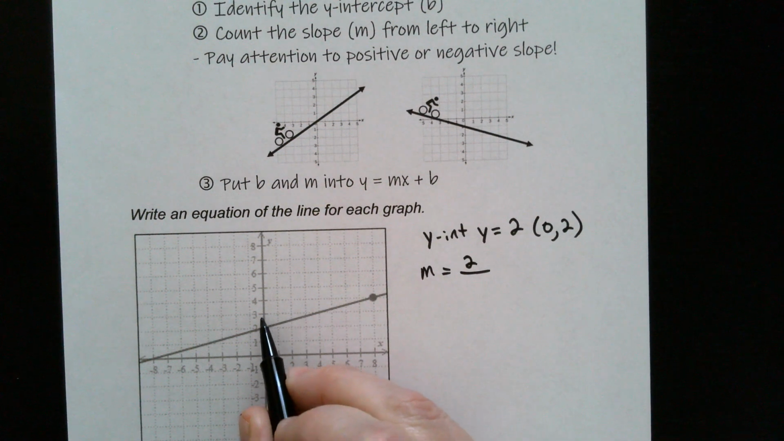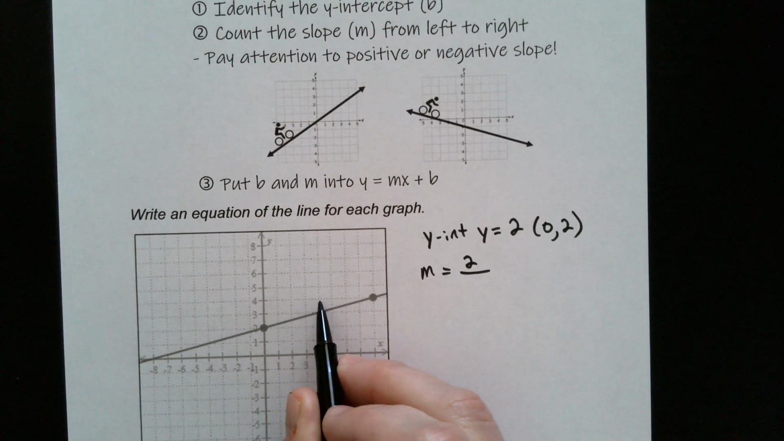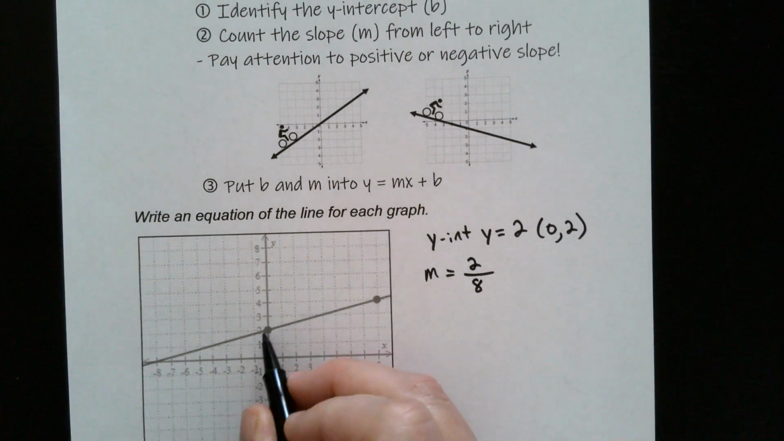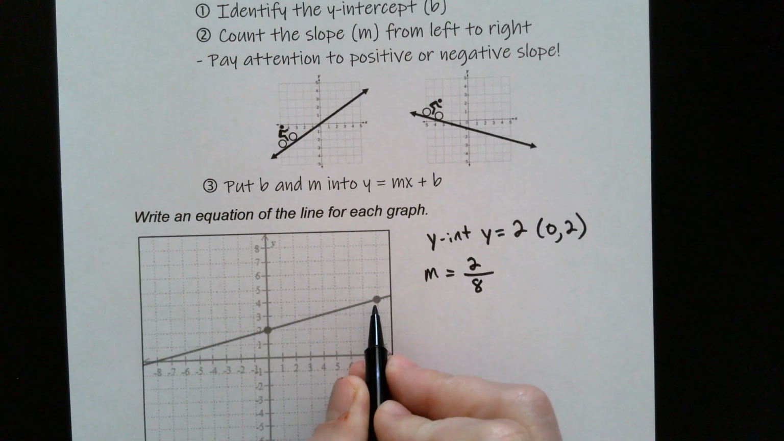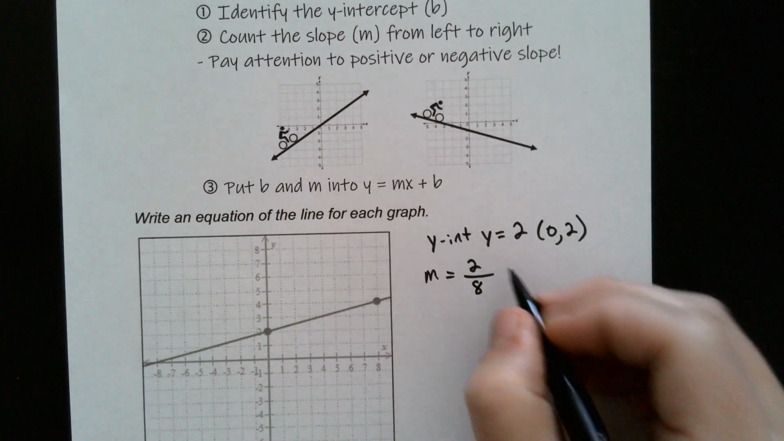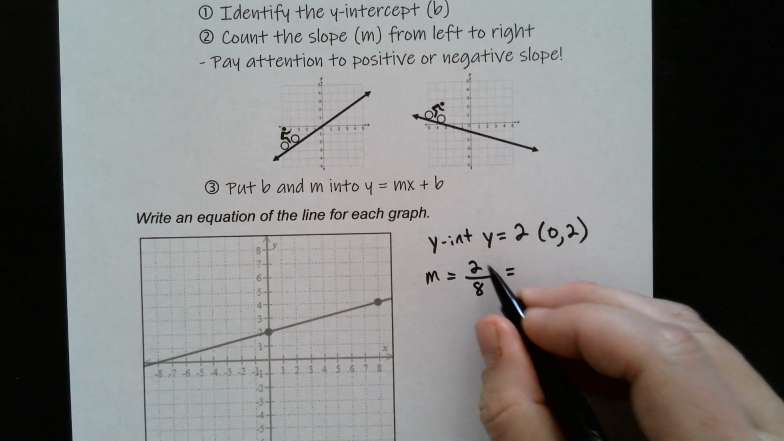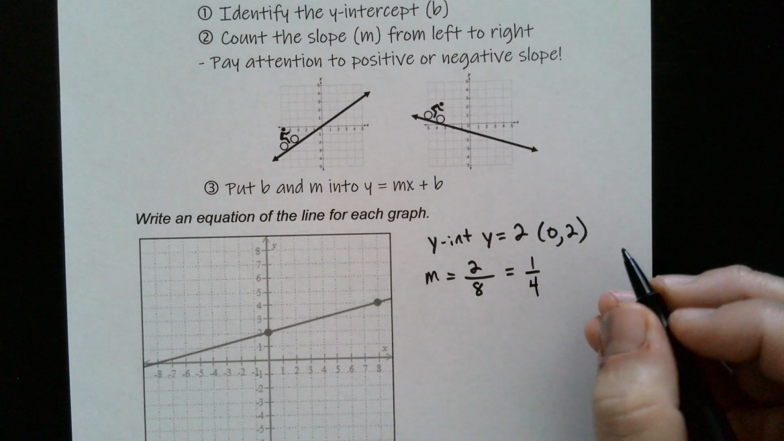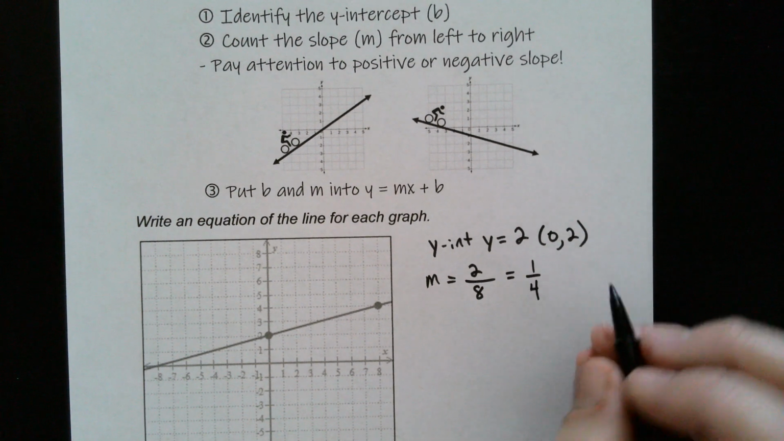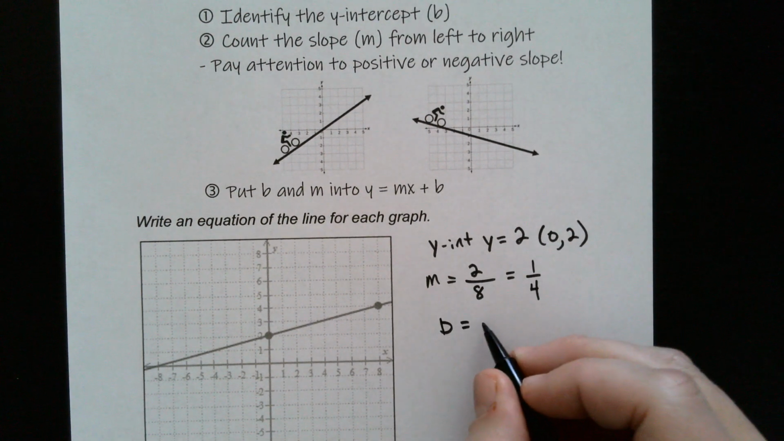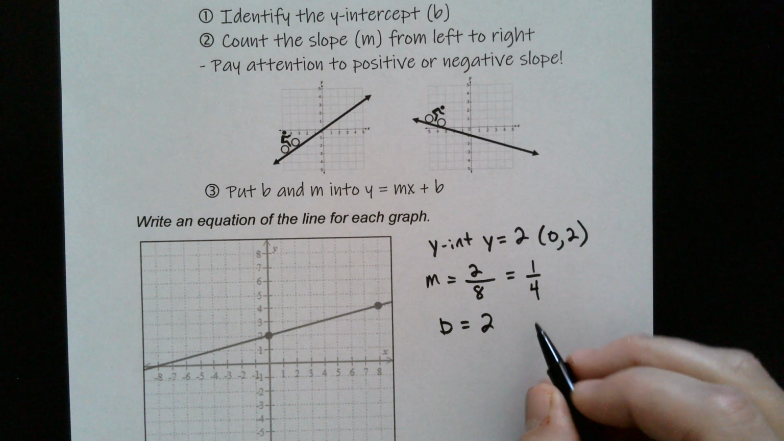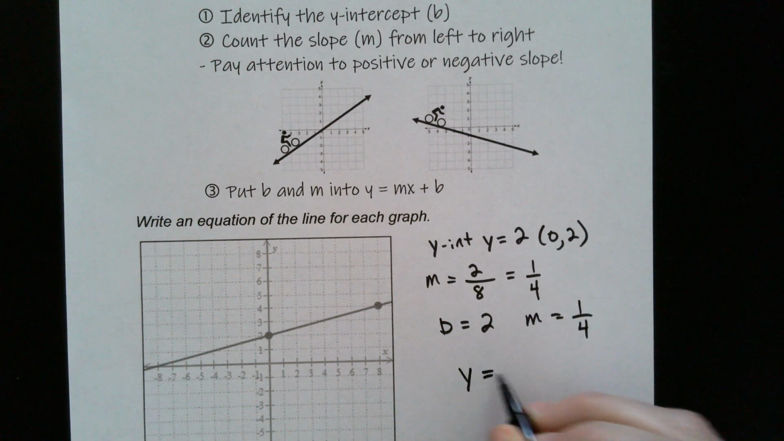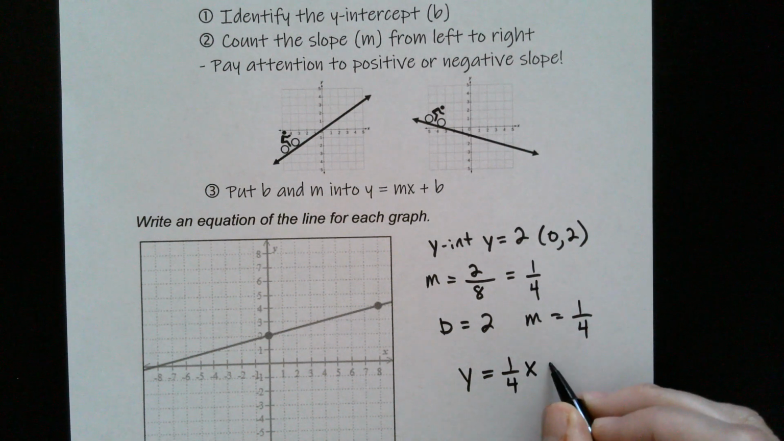And how far does it run? 1, 2, and then 1, 2, 3, 4, 5, 6, 7, 8. Okay, so from this point to this point, it went up 2 and 8 to the right. And it's going up, so we know it's a positive slope. Okay, so that reduces, we divide top and bottom by 2 into 1 over 4. Okay, so once you have your b, and our b in this case is 2, and that's our y-intercept, and our slope is equal to 1 over 4, then you can write the equation. y is equal to 1 over 4 x plus 2.